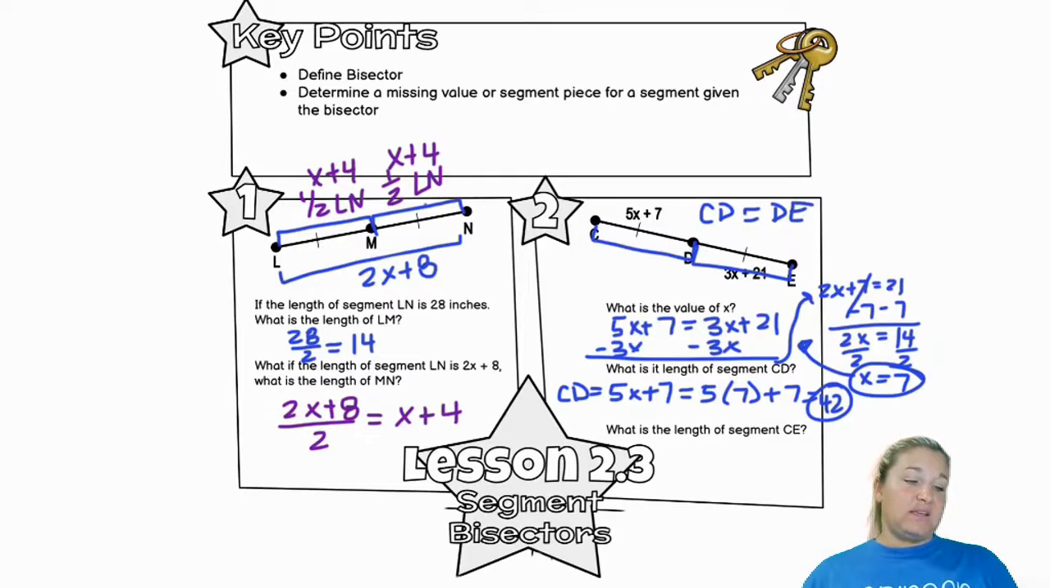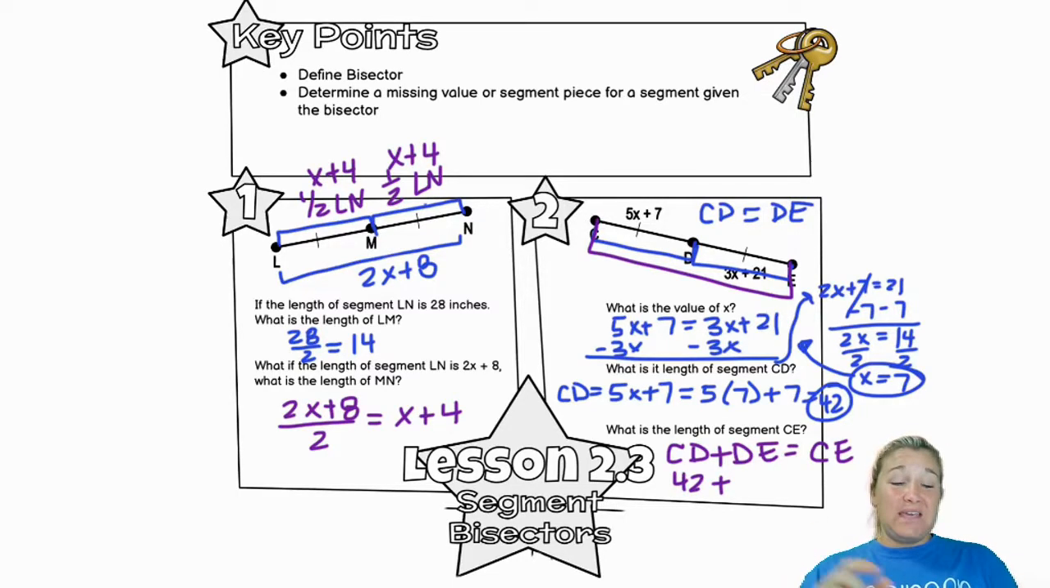And then what is the length of CE? This whole length. Use a different color. All right, so that whole length is going to be each piece. So I knew that CD plus DE is going to be equal to CE. That's the segment addition postulate. Well, I know that CD is 42, and I know that DE is 42 because of those little tick marks. I know it's a segment bisector, so it's going to cut it into equal parts.